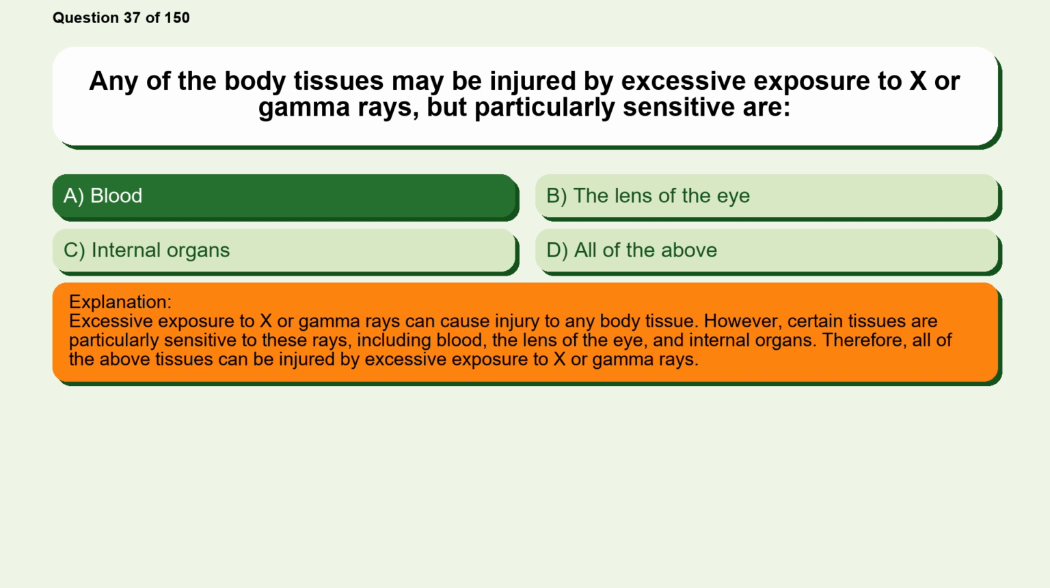Excessive exposure to X or gamma rays can cause injury to any body tissue. However, certain tissues are particularly sensitive to these rays, including blood, the lens of the eye, and internal organs. Therefore, all of the above tissues can be injured by excessive exposure to X or gamma rays.